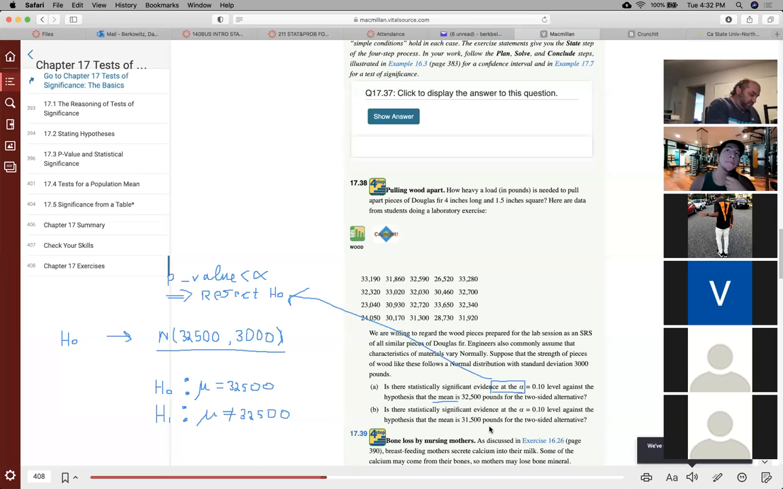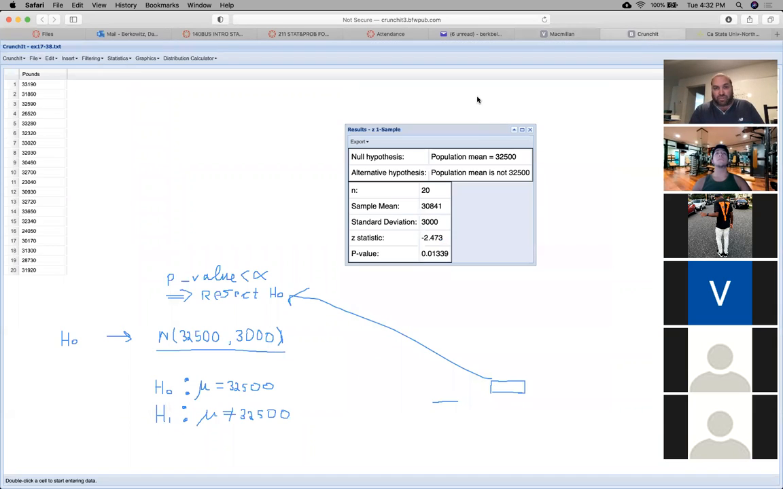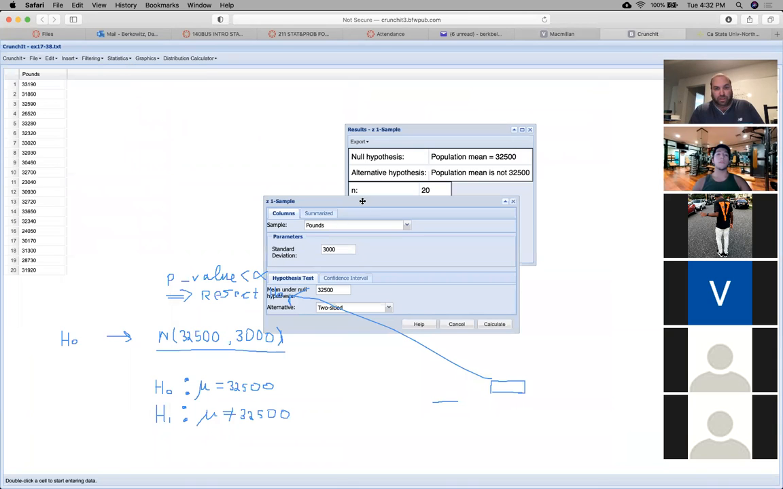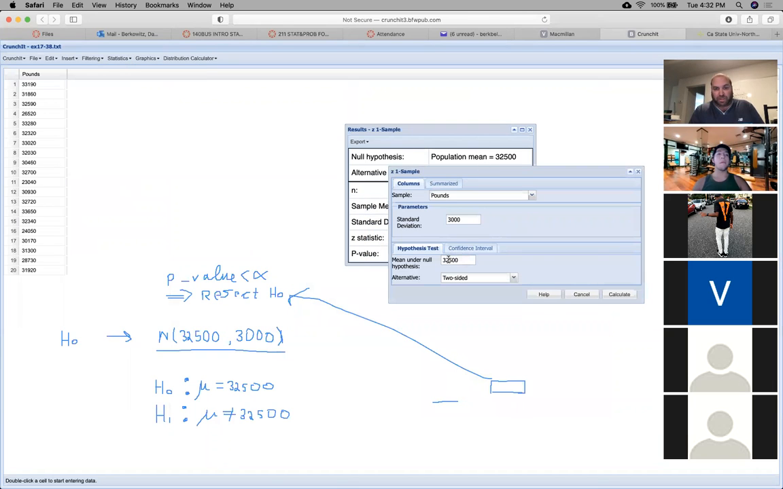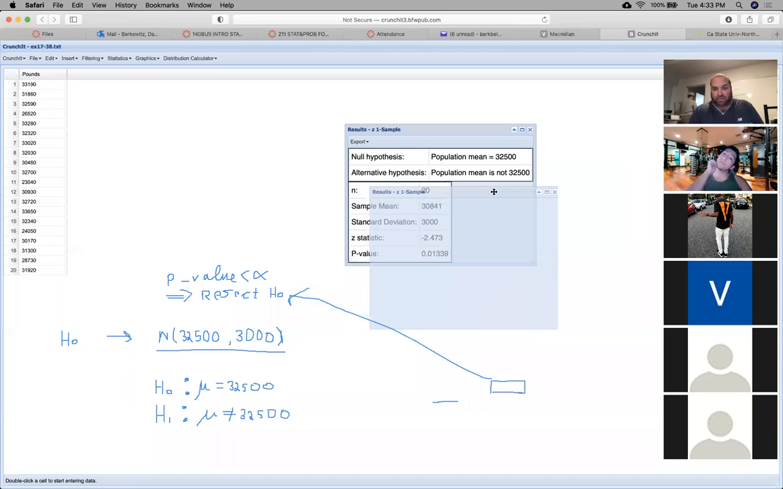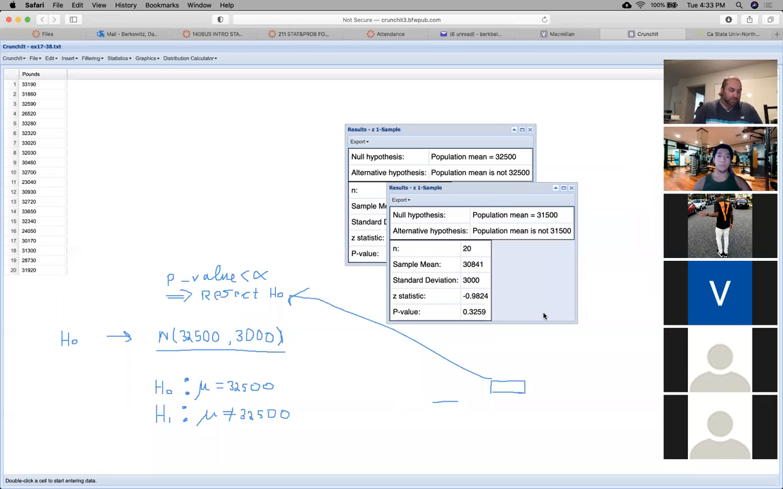What's the only difference? The mean is different. The mean under the assumption that the null hypothesis is true is now 31,500. So when I go back to crunch it, I have to do a new one. So I go back to here, I go to Z, I go one sample. The only change is this becomes 31,500, but everything else is exactly the same. And I calculate it.